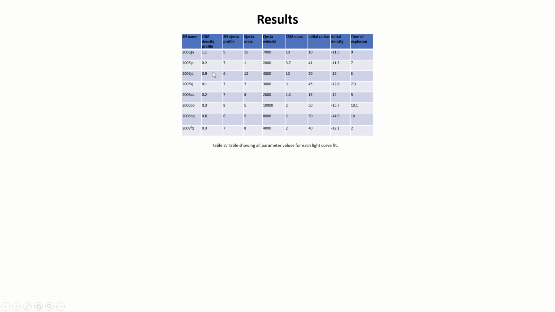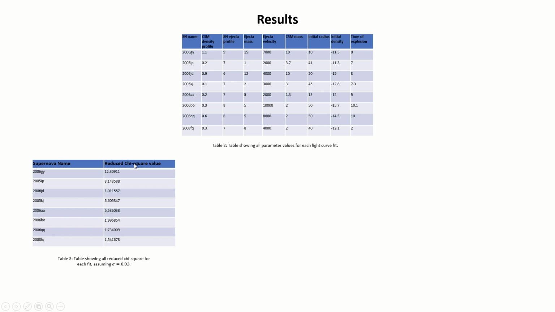The results of all the fitting of the 8 supernova light curves are shown in table 2, and again the most important parameter was the CSM density profile. Table 3 shows a reduced chi-square value for each fit, which is basically a judge of how well the fit did to the data.